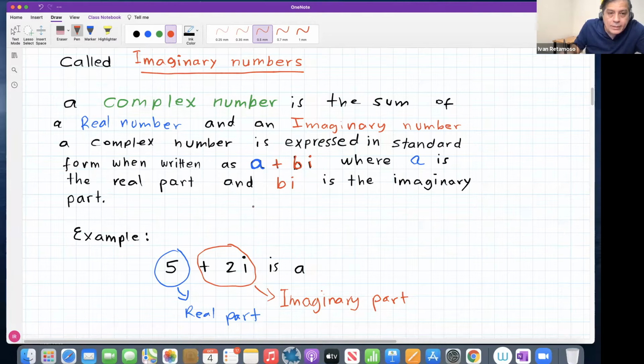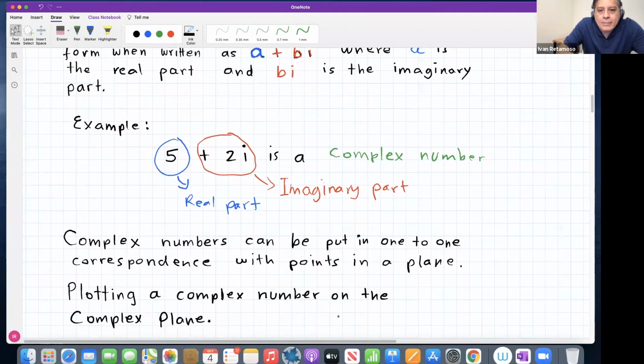And together they form what is called a complex number, right? So a complex number should always have two parts. It's a two-dimensional number, right? Two parts: real part, imaginary part, okay?